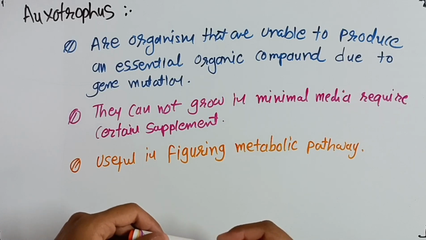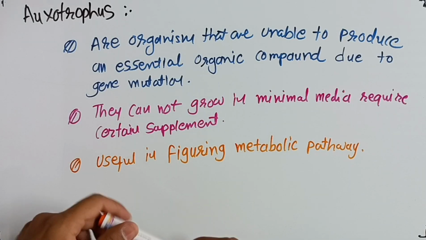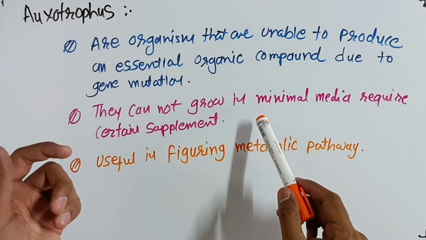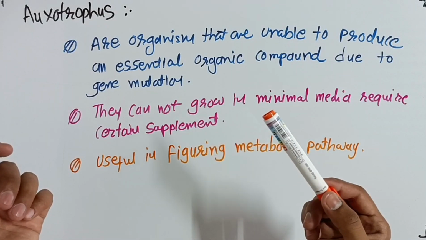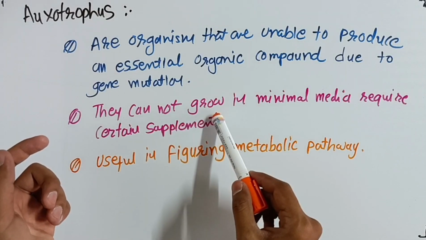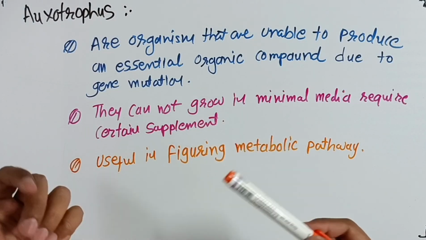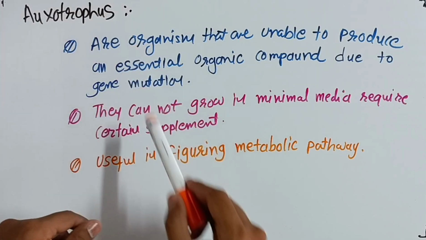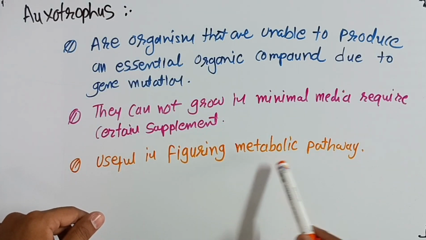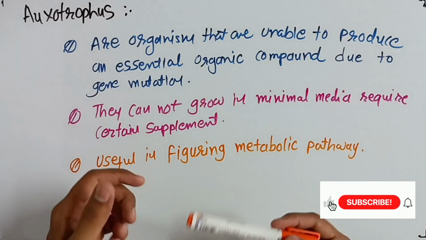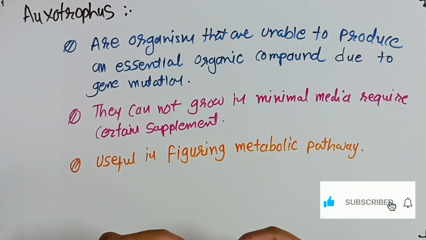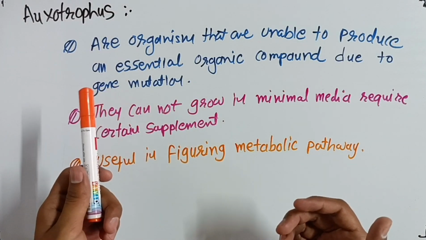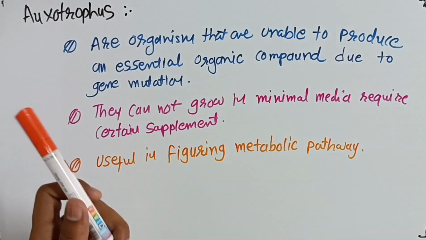A specific condition is required, and what is the condition? A certain supplement. If we add a certain supplement in a basic or minimal media, they can easily grow, but they cannot grow in a minimal media alone. A certain supplement is required. These characteristics of auxotrophs we use for figuring out the metabolic pathway. So this is the brief information about the auxotrophs. Now we'll further discuss the techniques for isolating auxotrophs.